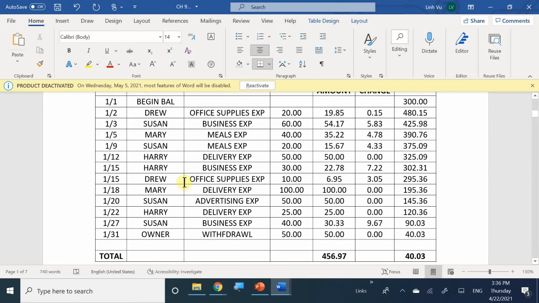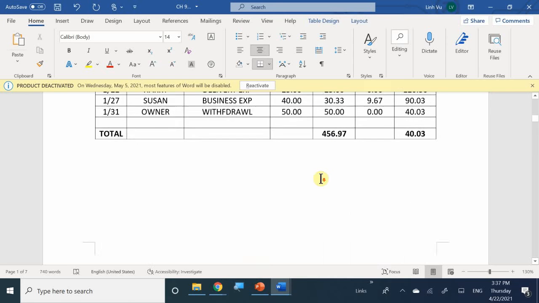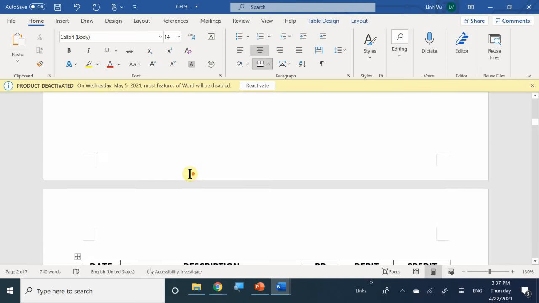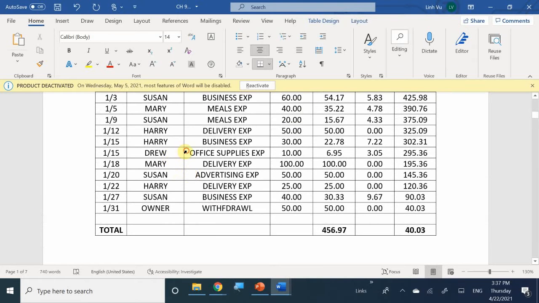What else do we need to recognize here? So what happened next? Then Drew once again bought more office supplies. So I'm going to update the office supplies by $6.95. That brings it to $26.80. Yes, 26.80. Okay. So now that we have office supplies expense, what else?